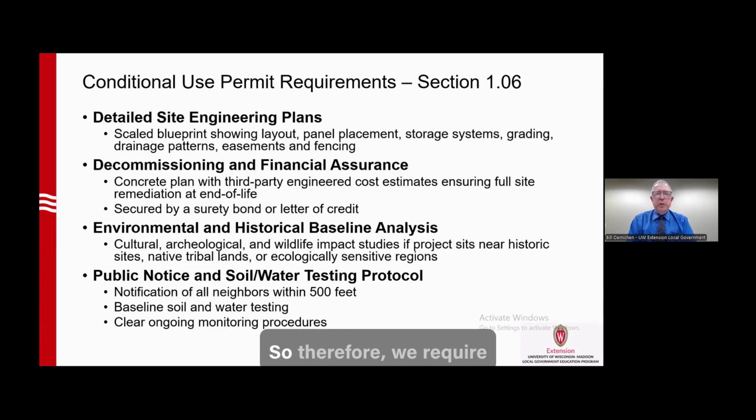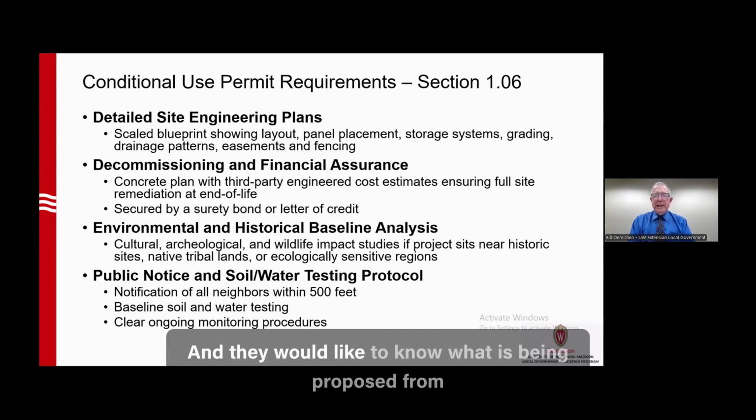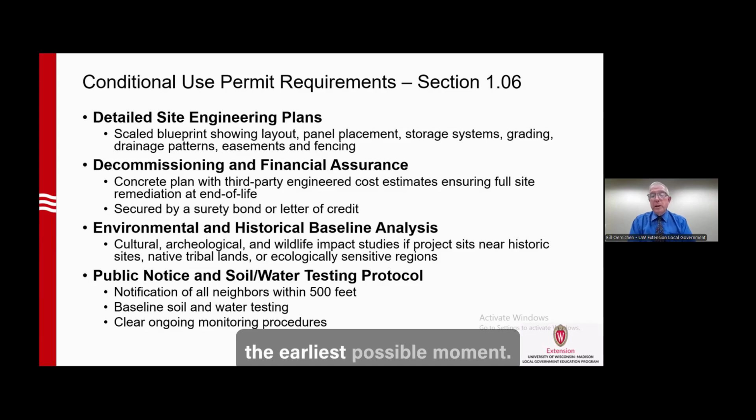Or proposal. So therefore, we require detailed site engineering plans, which includes a scaled blueprint showing layout, panel placement, storage systems, grading, drainage patterns, easements, and fencing. These are all things that citizens have said interest them, and they would like to know what is being proposed from the earliest possible moment. And as you'll see in the ordinance, if a proposal is being made in the community, these things are required very, very early in the process.